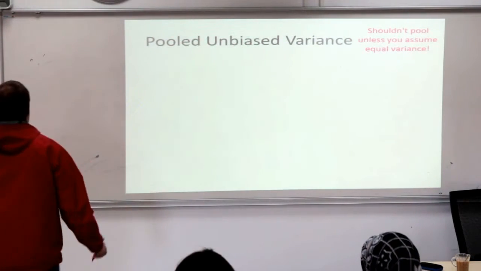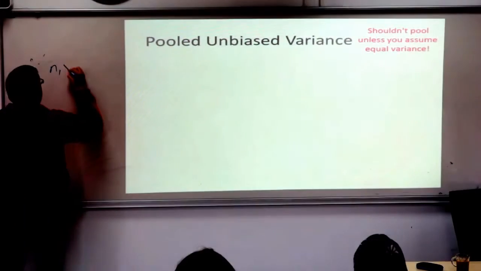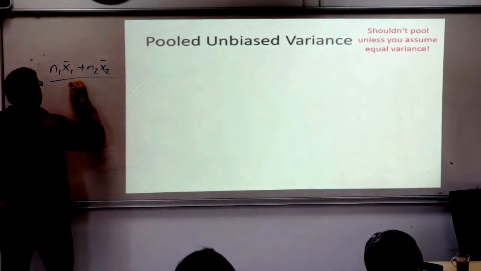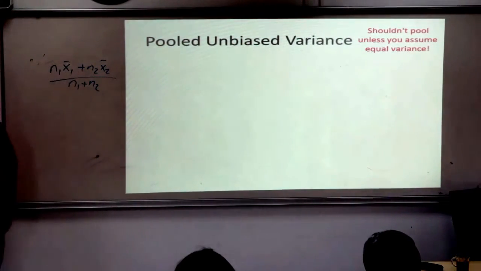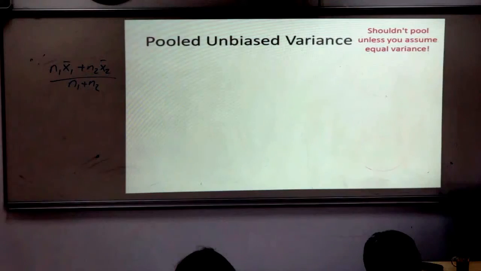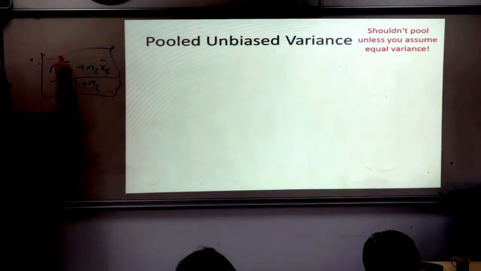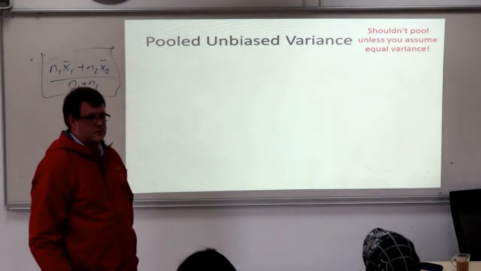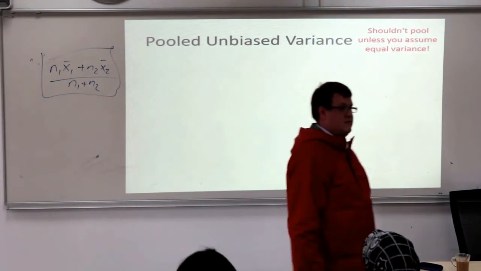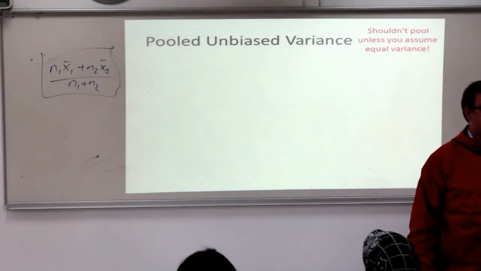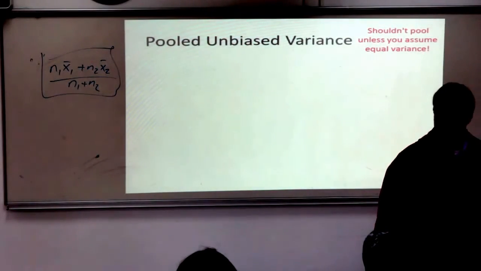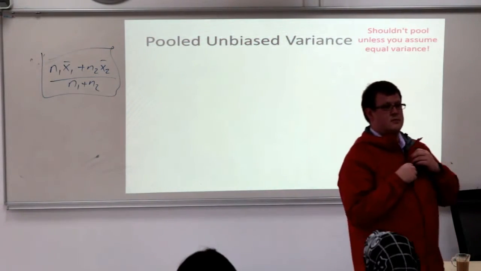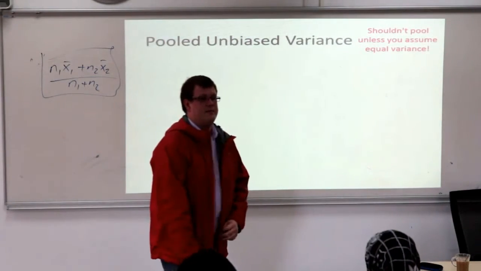Our pooled estimate of the mean was n1 times mean 1 plus n2 times mean 2, all over n1 plus n2. So this was our pooled estimate for the means. What's our pooled estimate for the variance? Assume equal variance. We're assuming that they're equal.